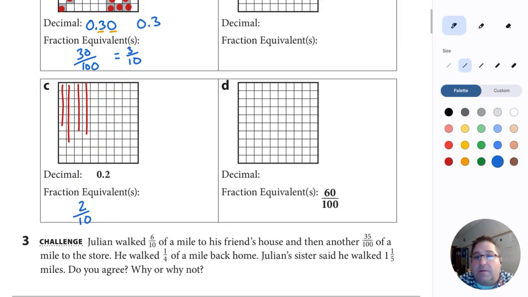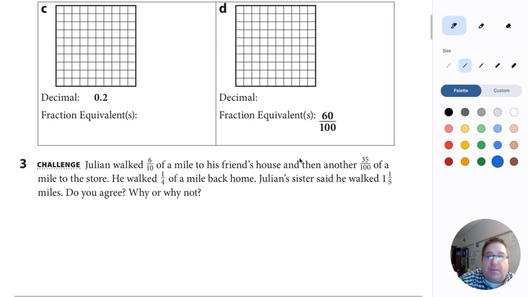So for this one, we would just shade in these first 2. Or, if you want to make a design, you could shade in 20 boxes altogether. However you want that to look, that would work fine. And then 60 out of 100. If I shade in 60 out of 100, what would that look like? And then what would my decimal be?